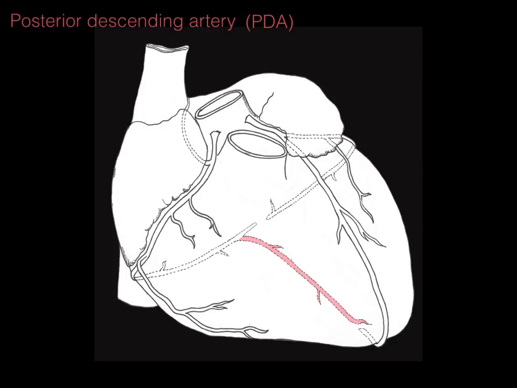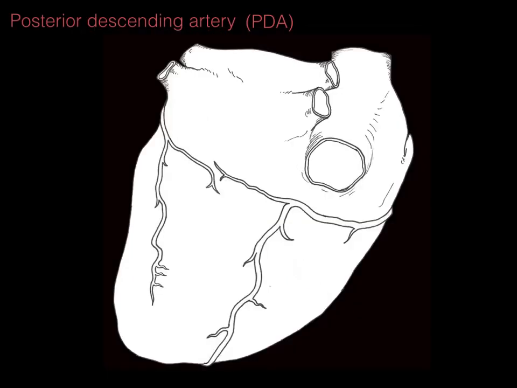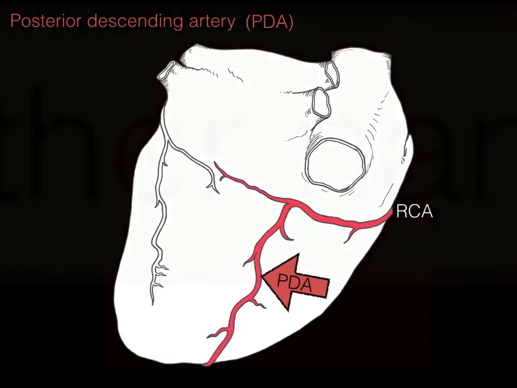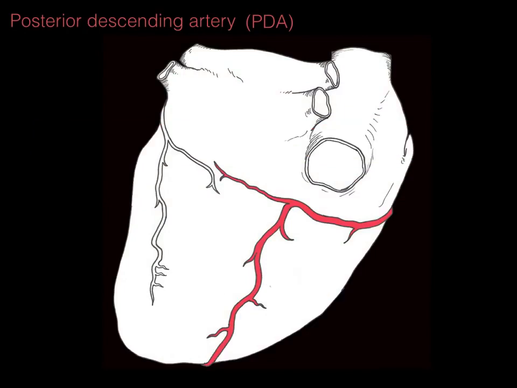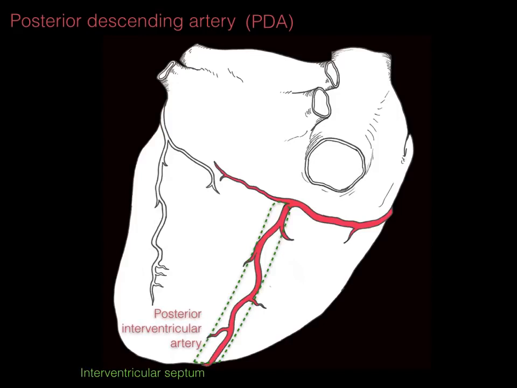Now we're going to turn the heart around so we see the back side, and there's the right coronary artery, and arising off of that is the posterior descending artery. Hey, how about another name for the same artery? Well, along this, we have the interventricular septum. It is a septum of myocardium between the left and right ventricles. Because of that, we also call this artery the posterior interventricular artery.